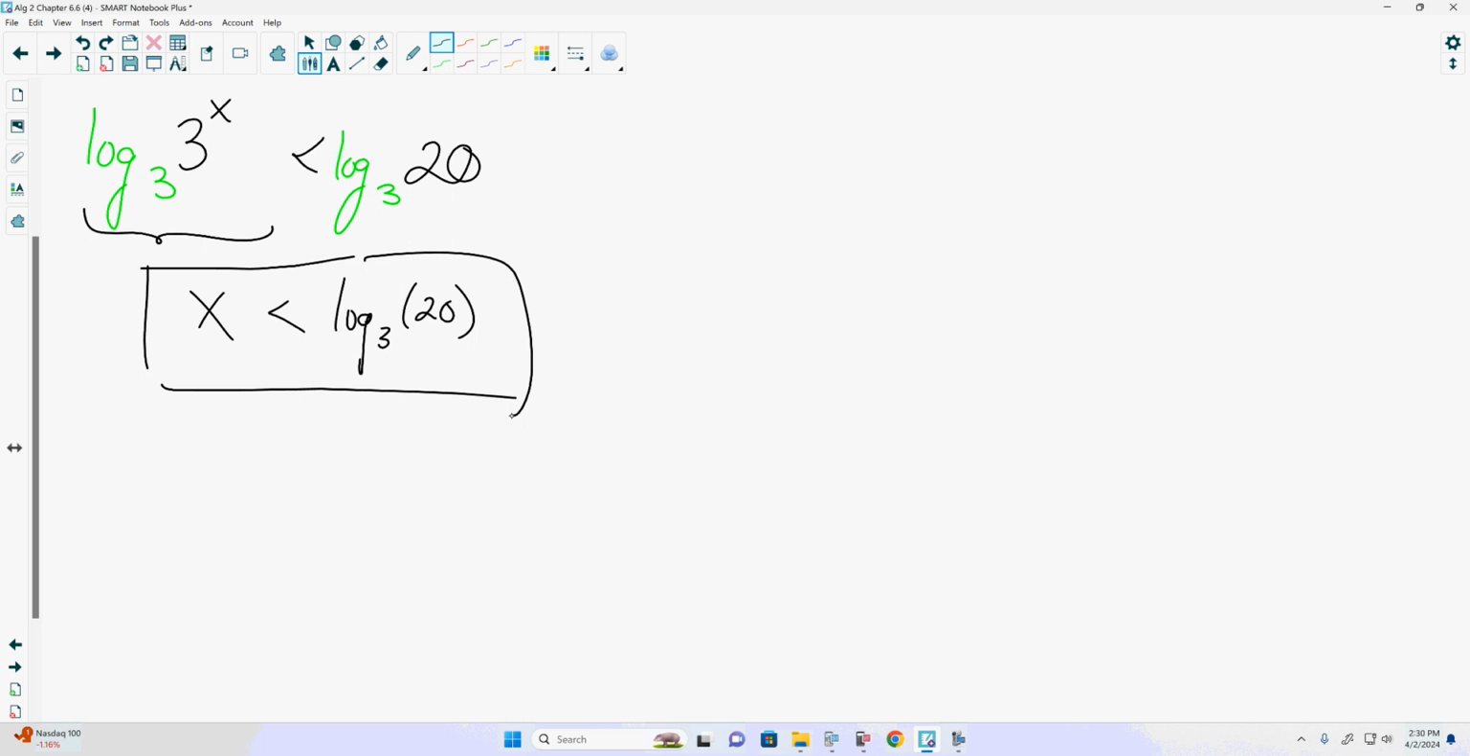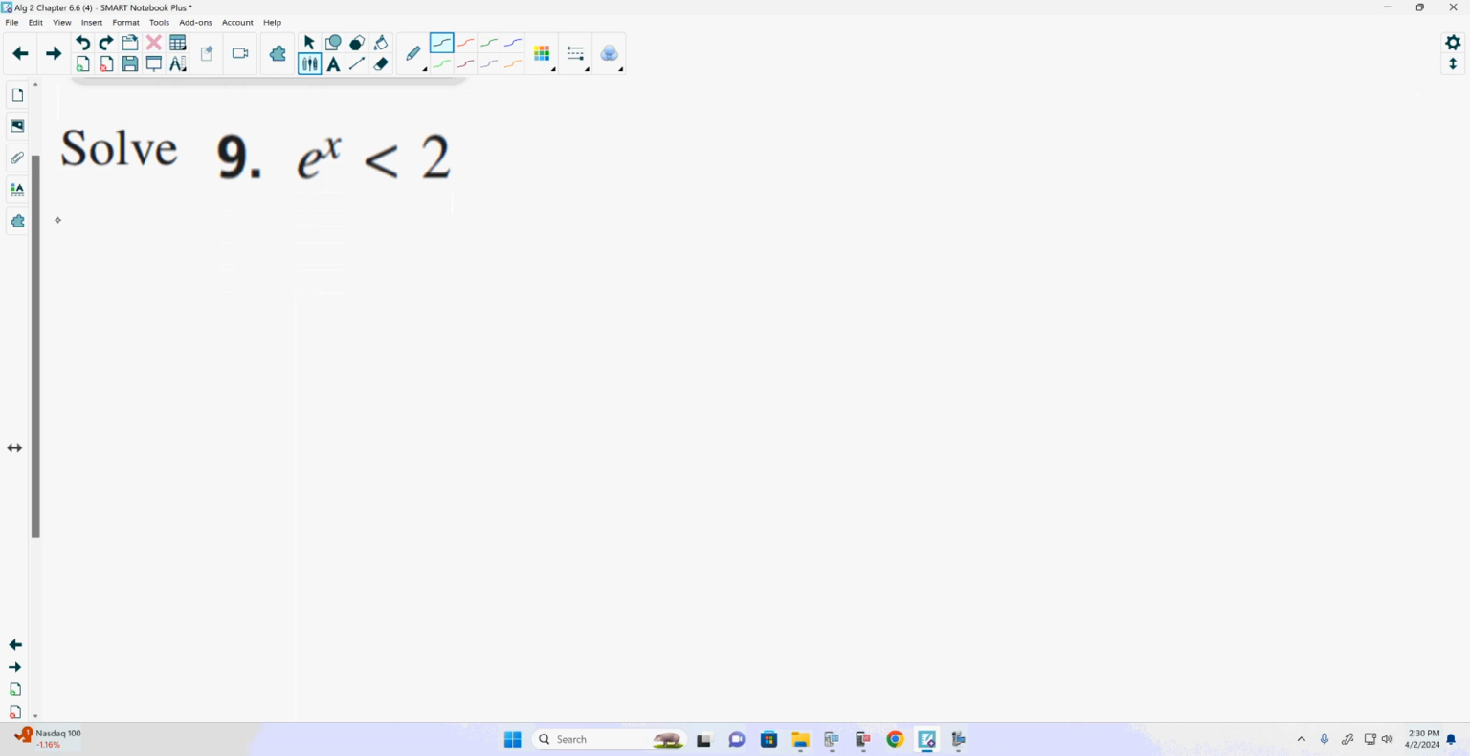Questions on this here? So that's it. That's all we have to do for this here. We're ready for the next one. e to the x is less than 2. So in this case, we would get e by itself, and e is indeed by itself. And what would we apply to both sides to get the x out of the exponent?